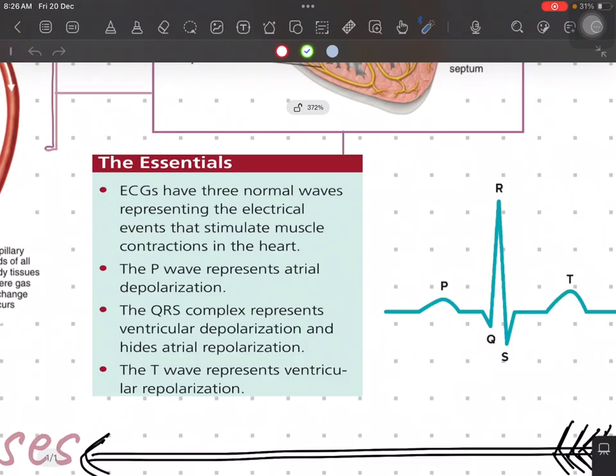So ECG has three normal waves representing the electrical events that stimulate muscle contraction in the heart. The P wave represents atrial depolarization. The QRS complex represents ventricular depolarization and hides atrial repolarization. The T wave represents ventricular repolarization.